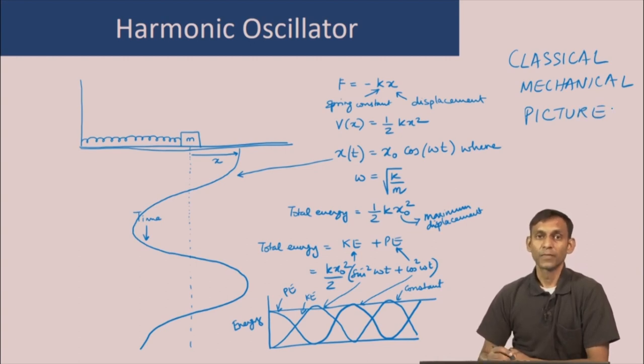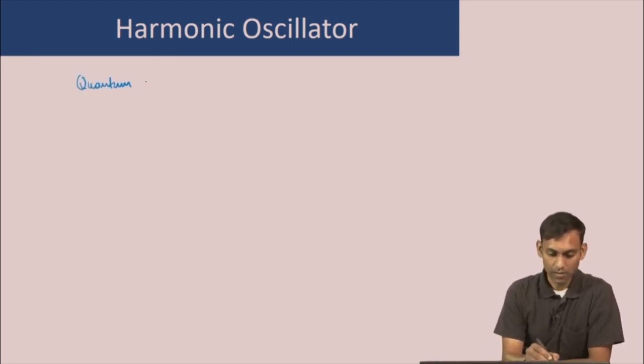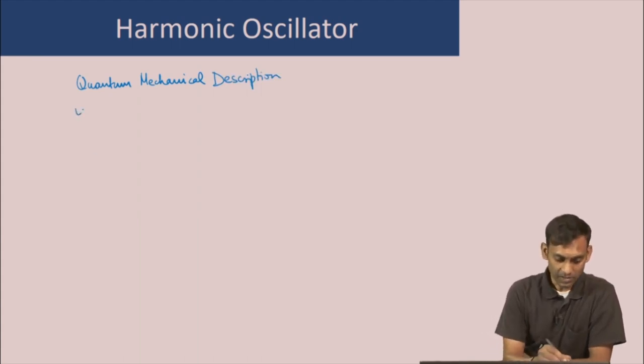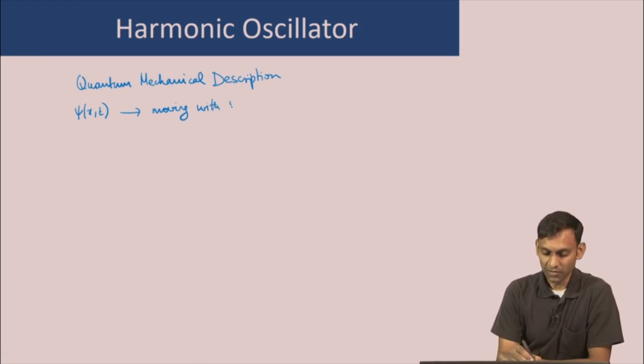Our goal is to understand the quantum mechanical description of the harmonic oscillator, and that is what we are going to look at in very great detail now. Our goal is to obtain a quantum mechanical description of a particle moving in a harmonic potential. More precisely, we want to find the wave function of a particle, so psi of x comma t, which is moving in the harmonic potential, that is moving with potential V of x is equal to half k x squared.